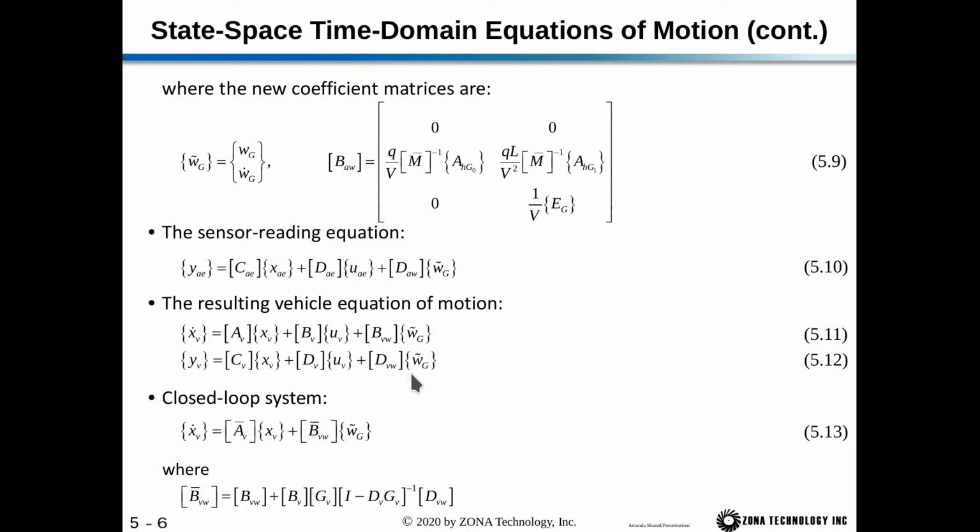Our closed loop system is given in equation 5.13. Now our A bar V is the same as the previous closed loop analysis because gust is an external disturbance. So the gust contribution does not affect the stability of the vehicle model. It just affects the disturbance. So if you have a gust disturbance, that will perturb the model, but then the stability of the model remains unchanged. So our B bar VW is now given here.